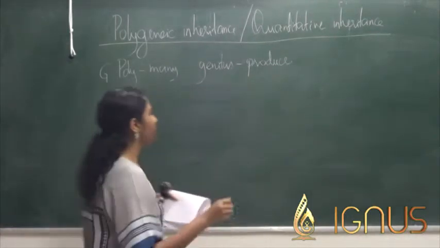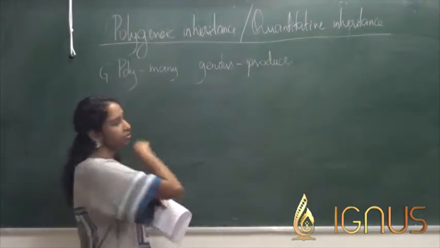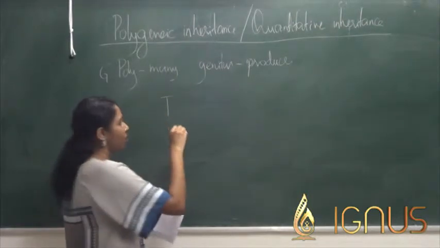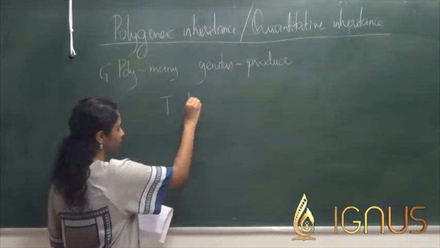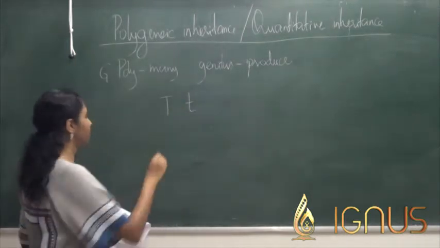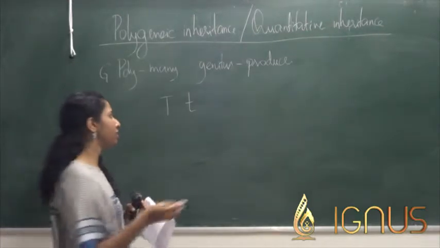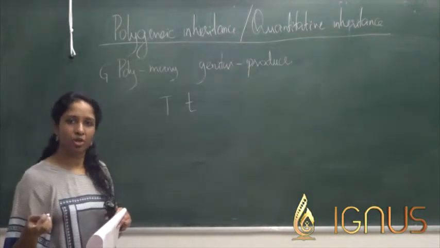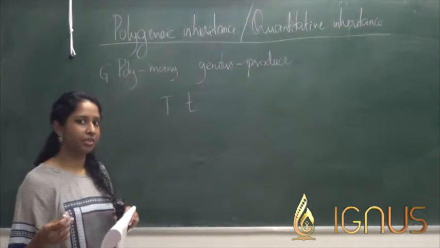So usually you have one gene. If you think of tallness in garden pea, it is going to be controlled by the gene T, which has two alleles, one dominant allele T and one recessive allele small t. Whenever the dominant allele is present, the phenotype is going to be tall. Whenever the recessive allele is present, the phenotype is going to be dwarf. This is with Mendelian genetics, the classical Mendelian genetics that we know.